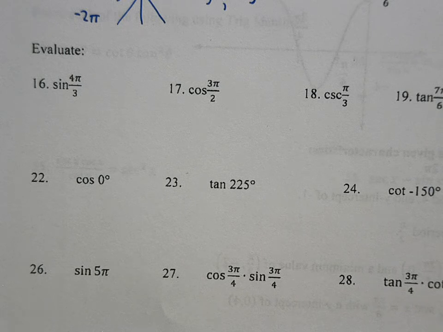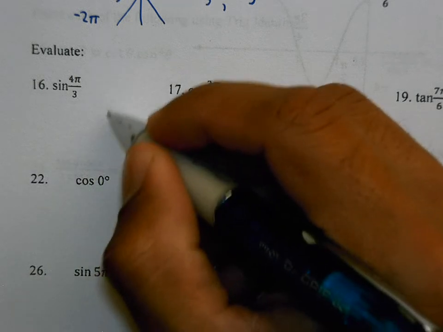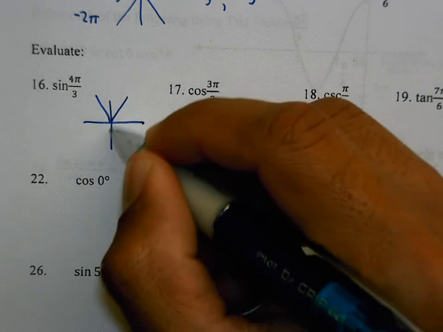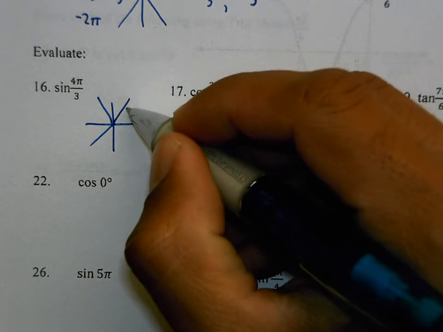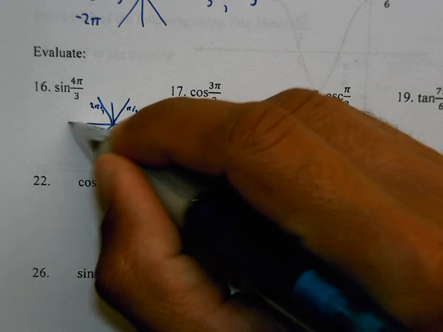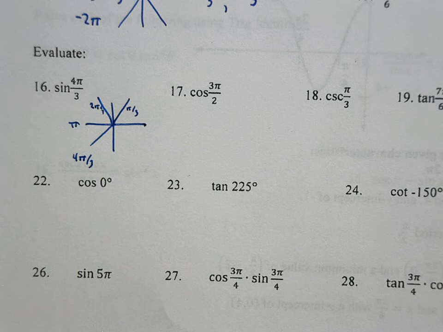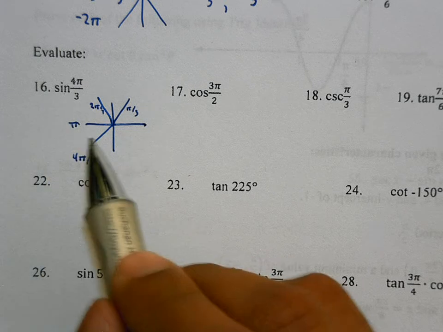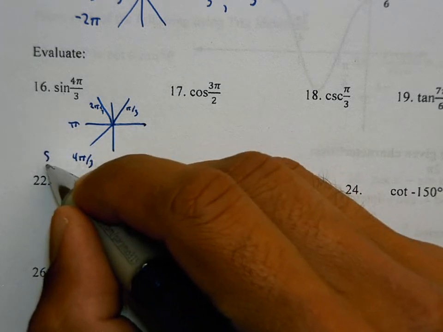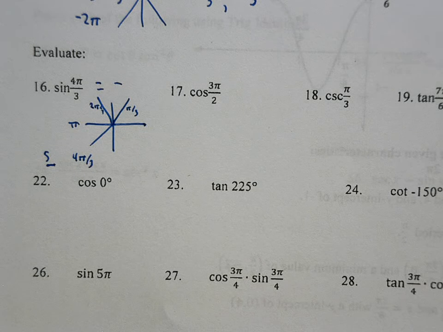The things I want to caution you or remind you about: if we talk about sine of 4 pi over 3, you have to know what quadrant you're in. 1 pi over 3, 2 pi over 3, 3 pi over 3. 4 pi over 3 is in quadrant 3. Is the sign negative or positive in quadrant 3? The sign is negative. The hardest part is checking the sign for which quadrant you're in.